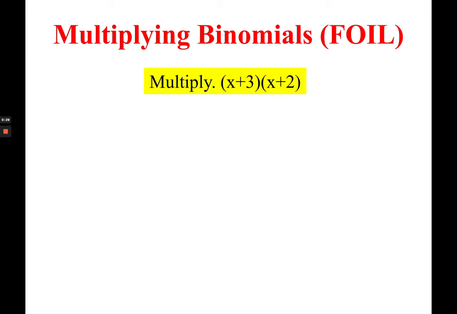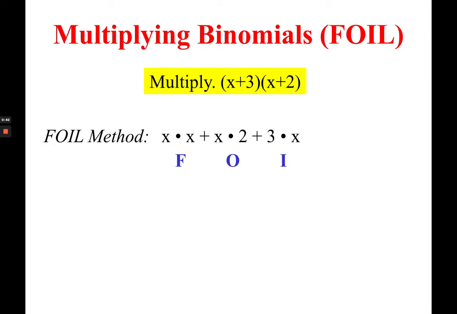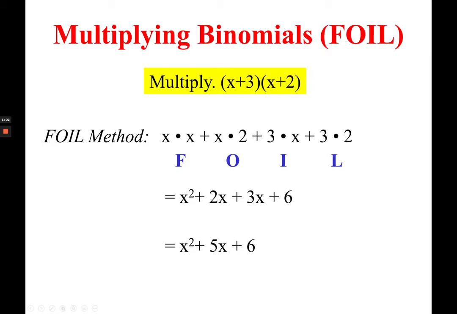Example, this is a review. Multiply x plus 3 times x plus 2 by FOIL method. You have first is x times x, O outer x times 2, I inner 3 times x, and then last is 3 times 2. And then simplify further. You have x squared plus 2x plus 3x plus 6 as the result of FOIL, and then you still have to combine your 2x plus 3x and you get 5x. You have x squared plus 5x plus 6 as a result of multiplying x plus 3 times x plus 2.